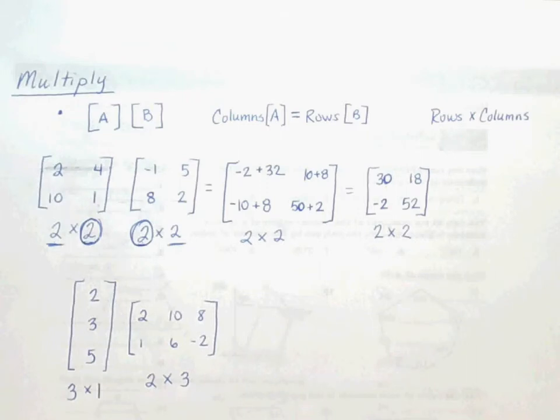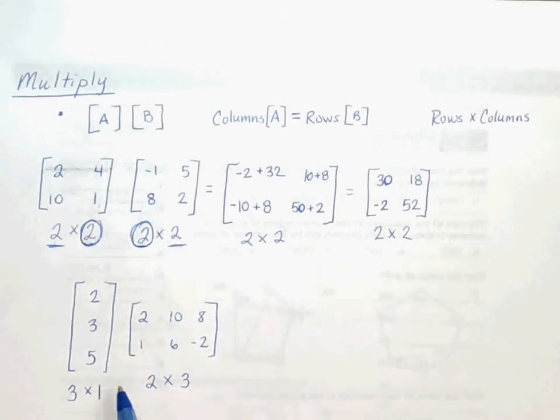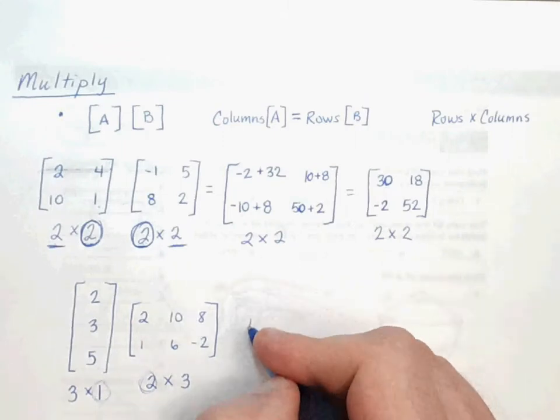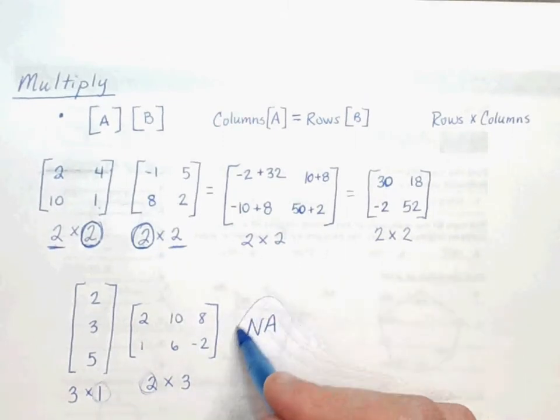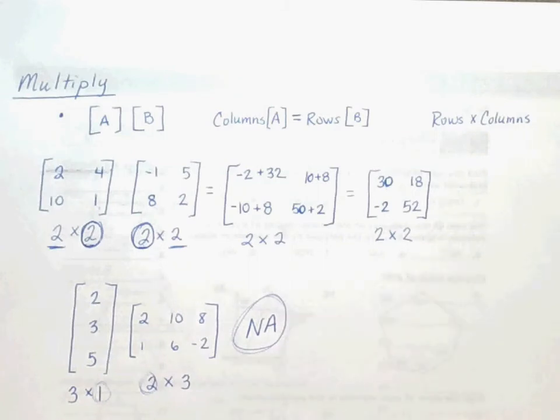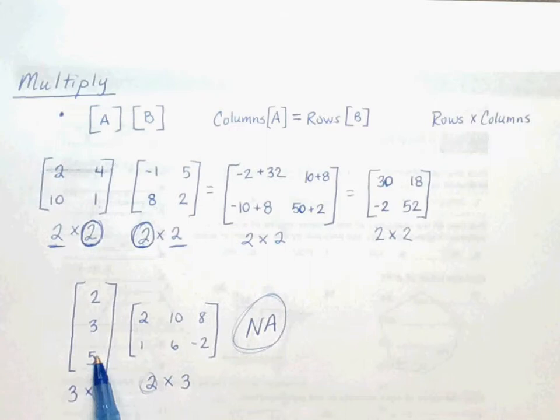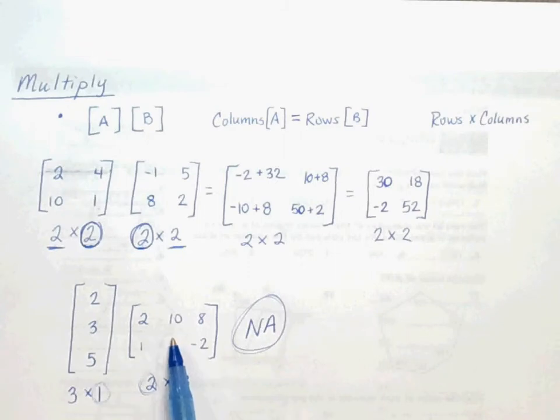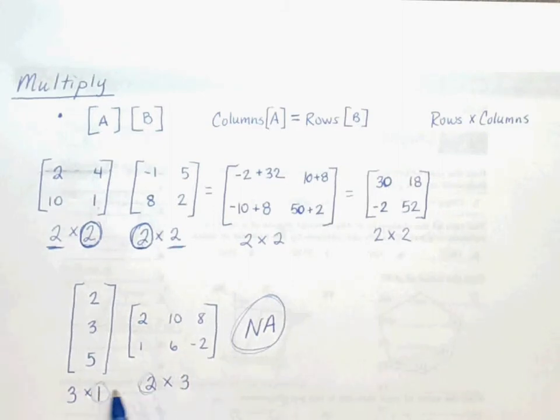Alright? So like we did up here, we're going to check and see, do our inside numbers match? In this case, do they match? No, they don't. So automatically we can say it's not possible. NA. Okay? NA, we can't do it. Right? Can't do it. And the reason is the number of columns in our first matrix don't match the number of rows in our second matrix. Okay? They don't match. These outside numbers match, but that doesn't matter. The inside numbers have to match.